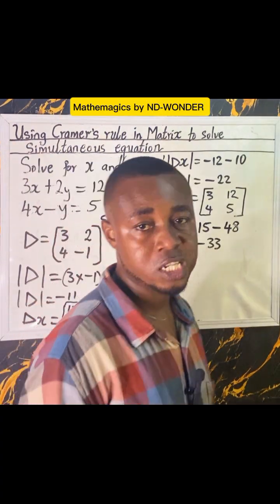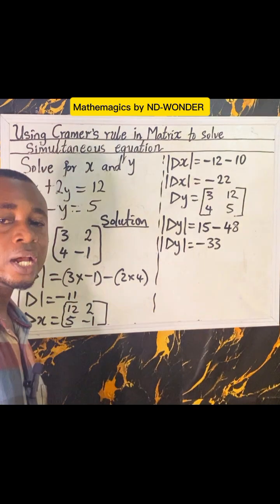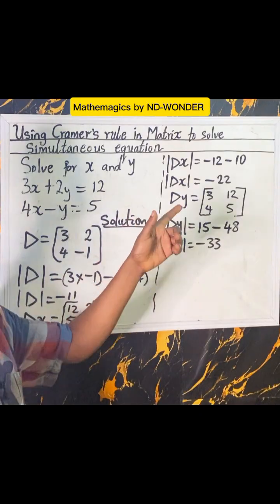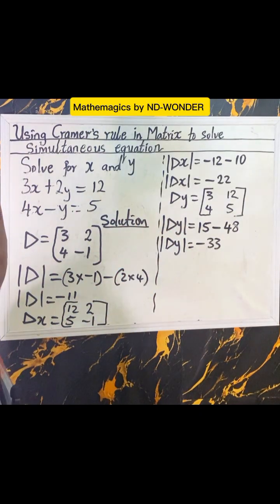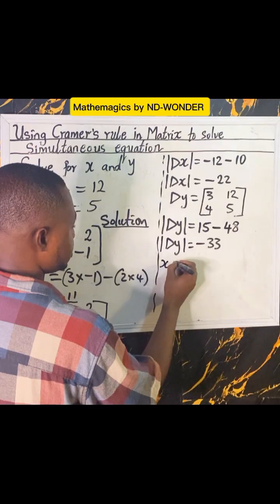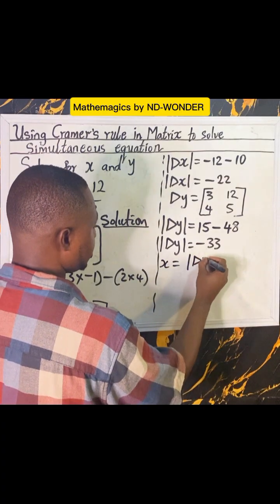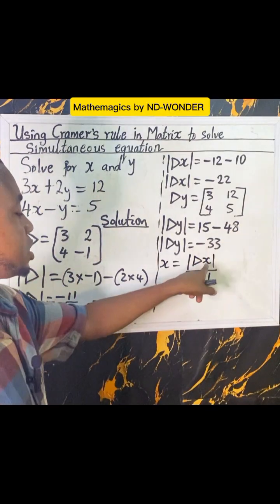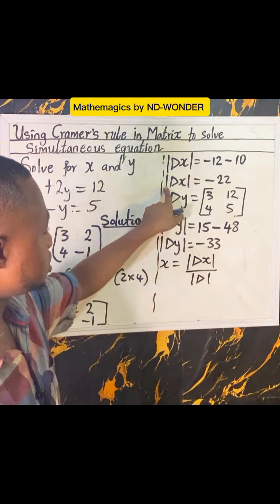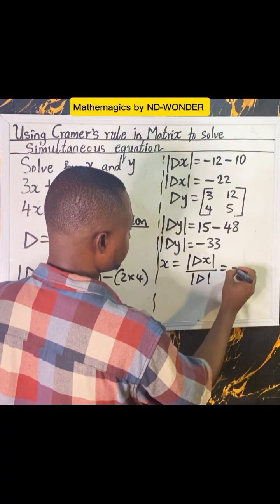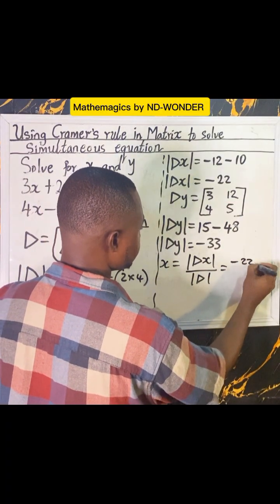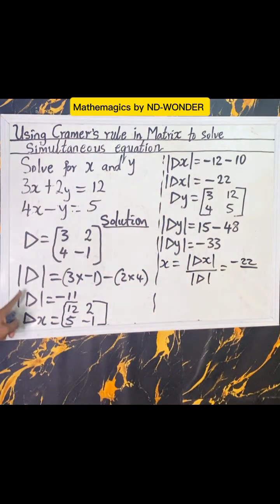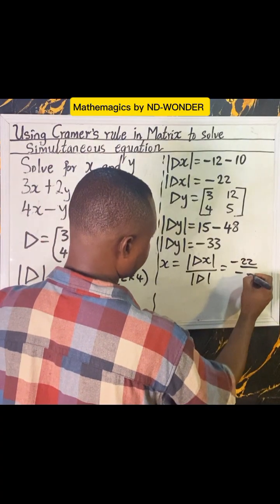Obviously, every value here has been treated. Now let us apply Cramer's formula, which says that x is equal to the determinant of change in x over the determinant of change. Then what is the determinant of change in x? Minus 22. We plug it into the equation. That's minus 22 over the determinant of change. What is the determinant of change? Minus 11.